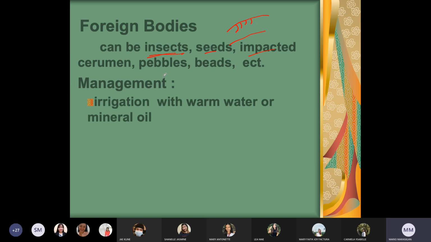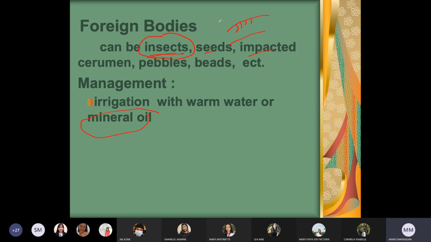So management, irrigation, if it is impacted cerumen. Okay? We use oil, mineral oil, in killing the insect. Okay? So paano papatayin yung insect? Lagyan mo ng oil, mag-instill ka ng oil. Ang sabi ay lagyan daw ng asukal doon sa labas ng tenga para lalabas yung insect. Hindi lahat, no? Kasi lahat mas malimit pa, lalong dumadami yung insect.